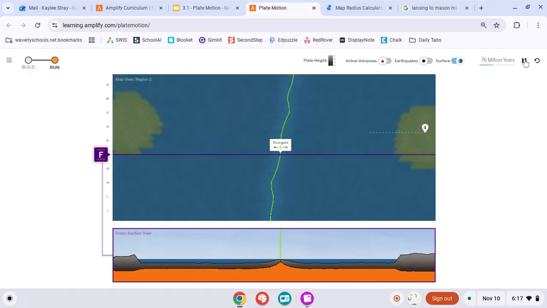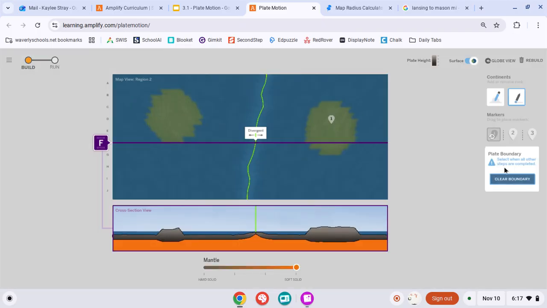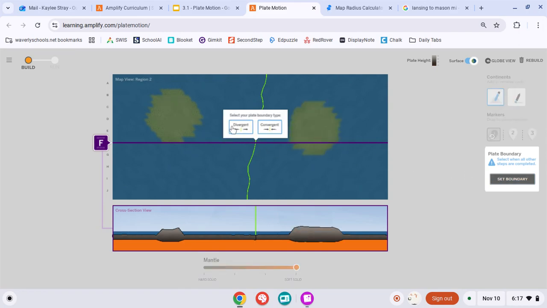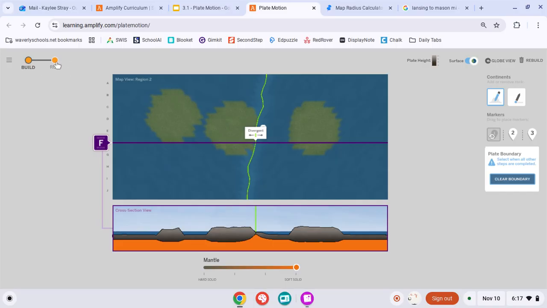Oh no, I hope I can find it. Hold on, that might not work. Let's try again. We'll place the marker closer to the plate boundary. That way we can see it in 100 million years. Okay, let's try this.